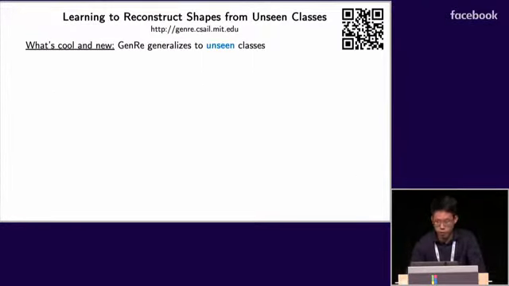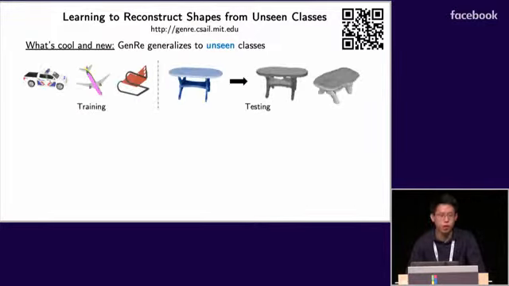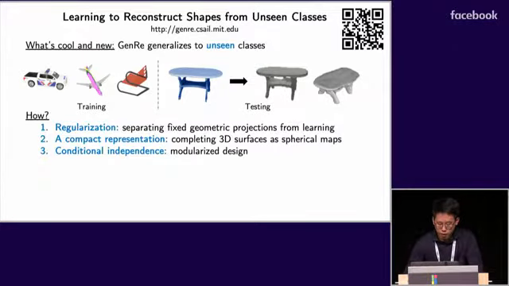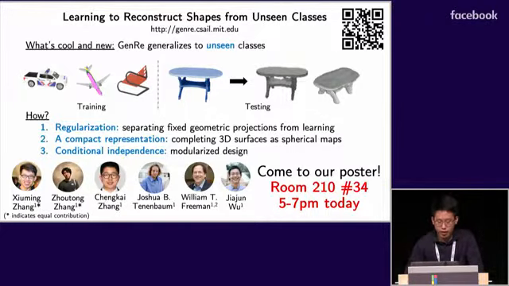So in conclusion, what's cool and new here is that GenRe generalizes to unseen classes. That means you can train your models on cars, chairs, and airplanes, and then reconstruct a 3D bed or 3D table from its image. We did this by imposing stronger regularization, using a more compact surface representation, and exploiting conditional independence. Thank you all for your attention, and please visit our poster for more.